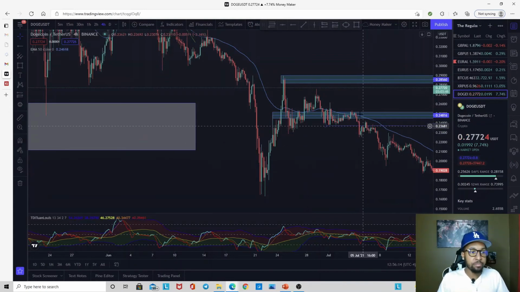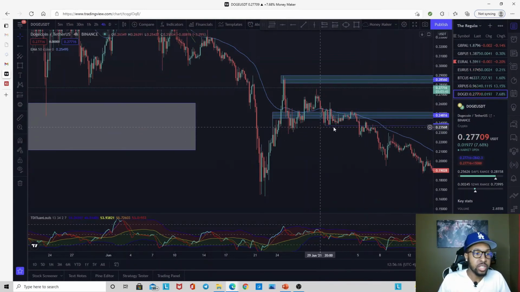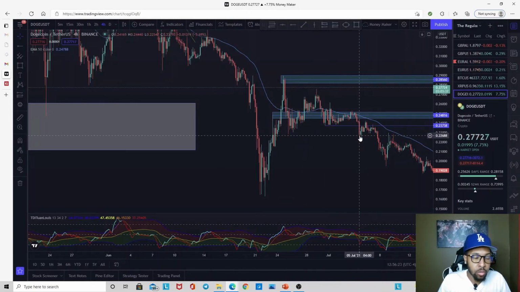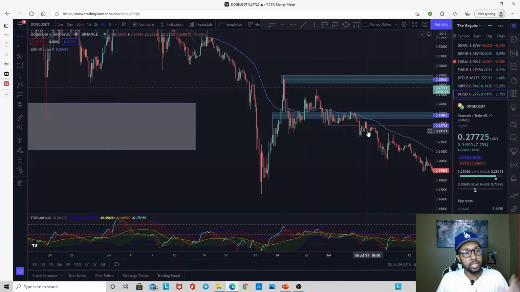As you can see, the level broke down. This would be right here. This would be a support level right here, and then when it breaks through, it has now become a resistance level. All right, it had a retest of this resistance level. Boom, I would have got in right here if I just traded Dogecoin.